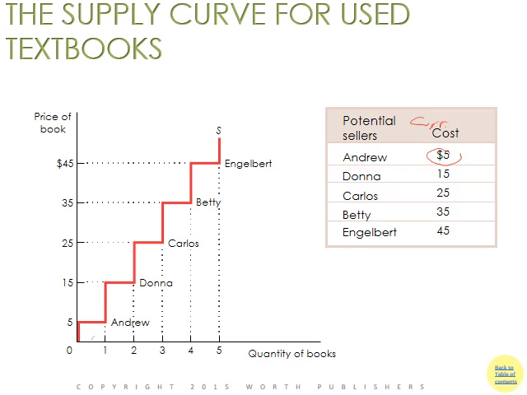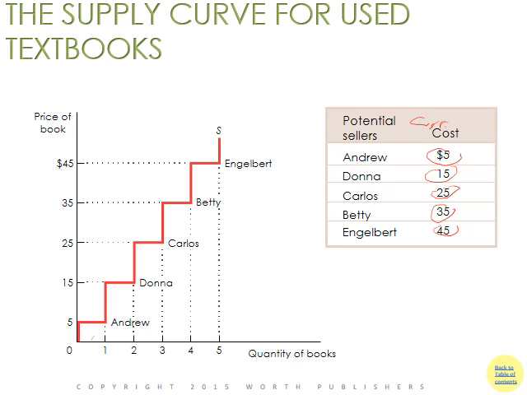Donna has an opportunity cost of $15 for her textbook. Carlos, his opportunity cost is $25. Betty's is $35. Engelbert has an opportunity cost of $45. And if we plot these opportunity costs, what we derive is the market supply curve for textbooks, assuming that there are only 5 potential sellers in this market.